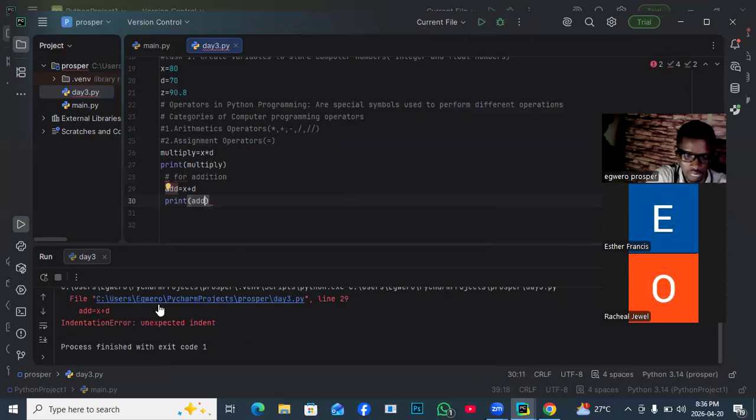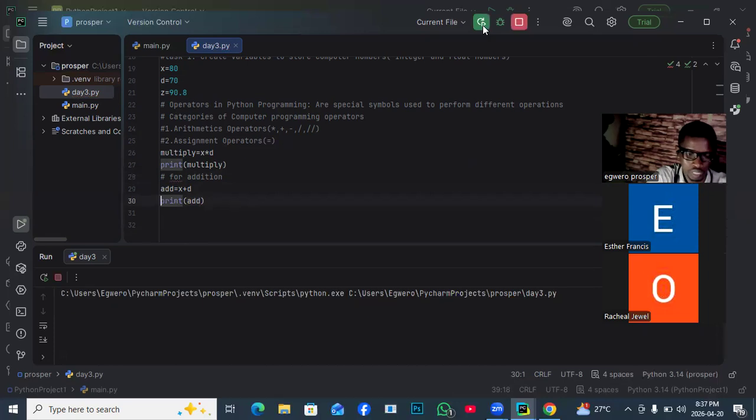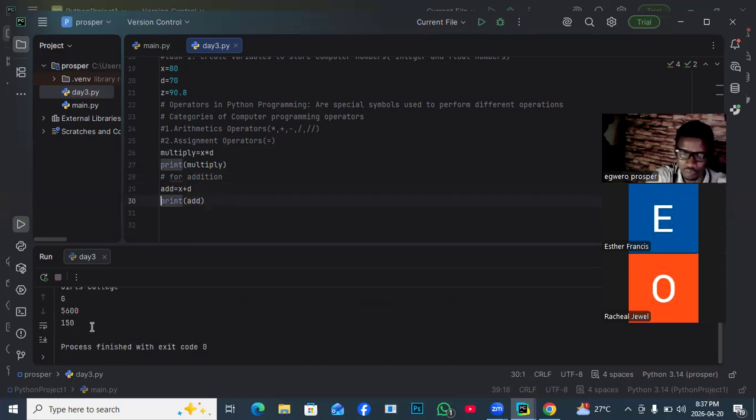So we got an error, unexpected indentation or indent. Now, I want us to know that Python is not indentation friendly. Indentation means this space we are seeing here. So we are not supposed to leave that space. The same thing applies to this add, we are not supposed to leave that space. Same thing with the print. That clears the error. So if I reprint, we should get the answer 150.